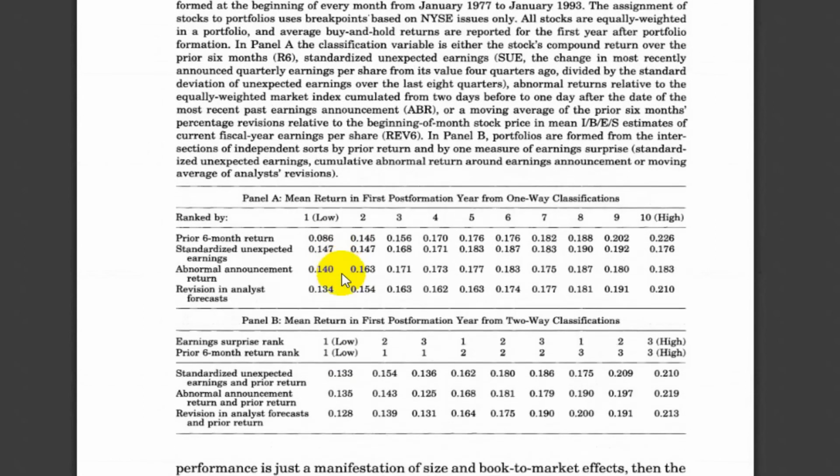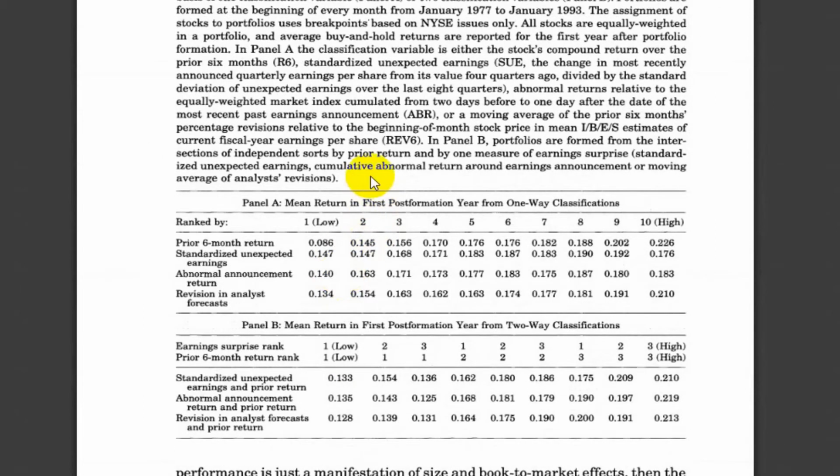So here we have the same general tables as we've been using previously in this paper. But to be included in these portfolios, the stocks' market capitalizations have to be above the median of the overall New York Stock Exchange issues. And so in panel A, we have the univariate results. The first row would be the prior 6-month return. Then we have the SU and the ABR and the Rev 6, the analysts' forecast revisions, looking at their returns individually, and ranked the highest in portfolio 10 and the lowest in portfolio 1.